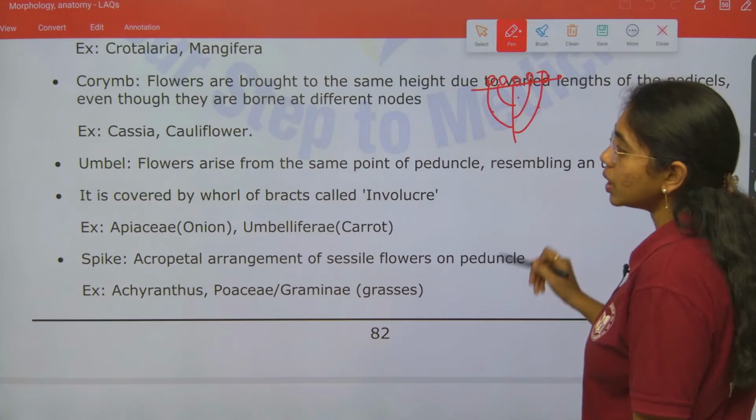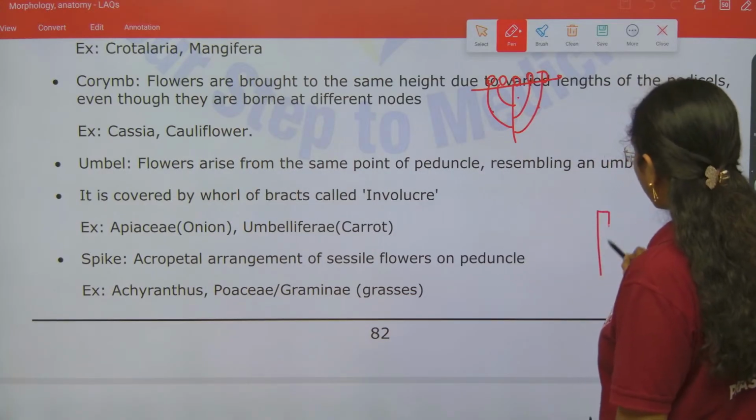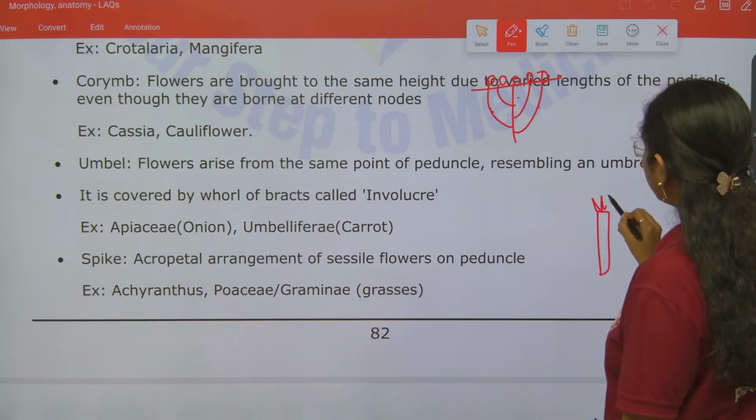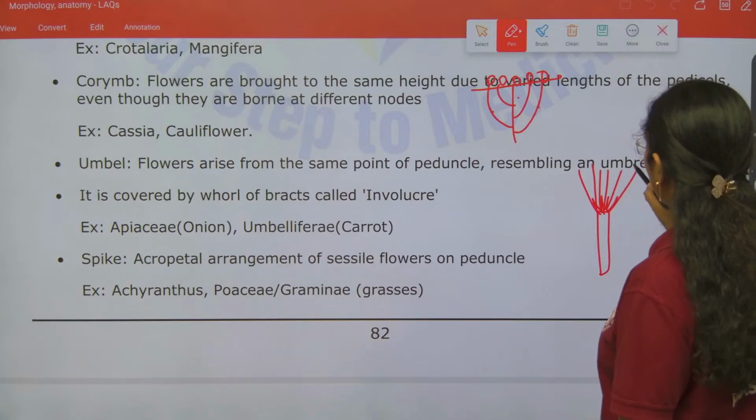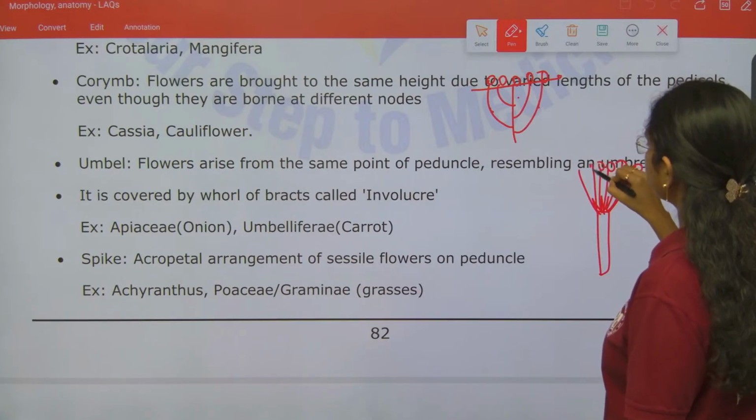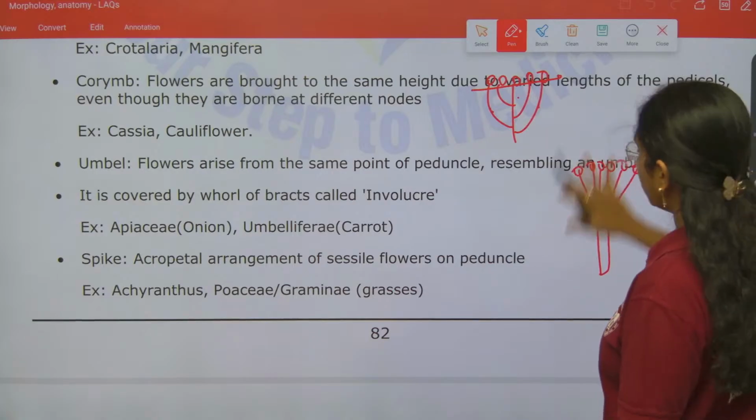And here if you see in the umbel, give a peduncle with a common bract which is called involucre of bracts, and here you give rise to what? These pedicels, okay. That is it. Clear, right, ma? Okay. Yeah, next you see.